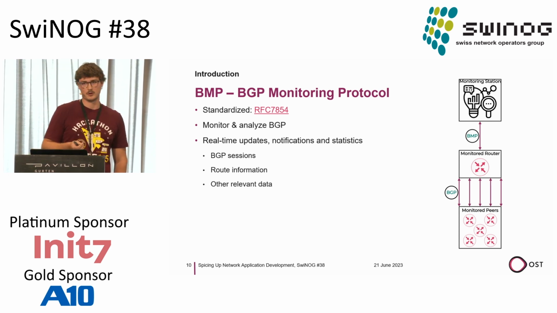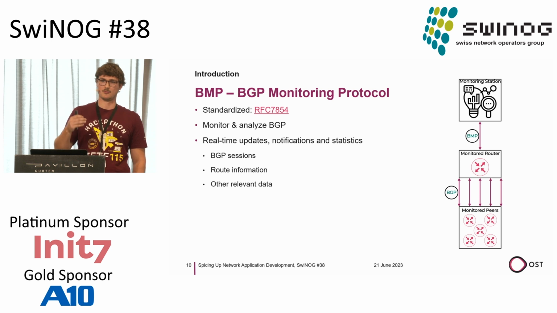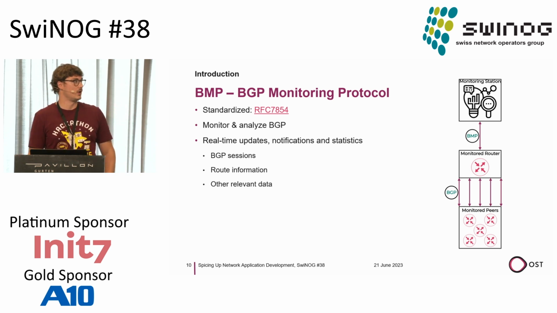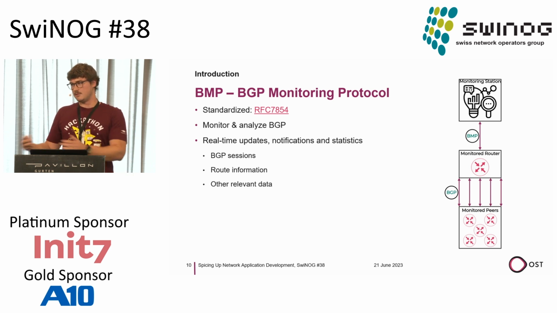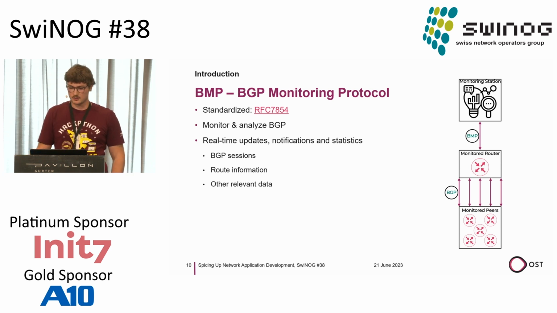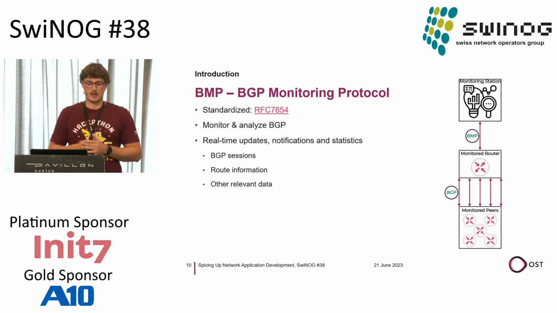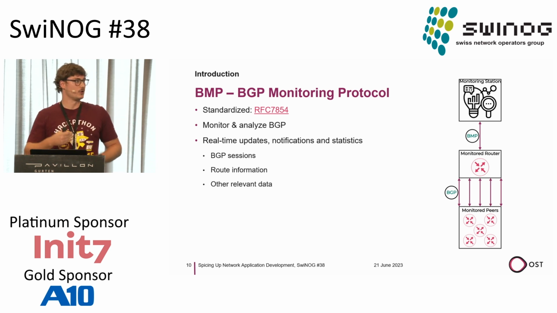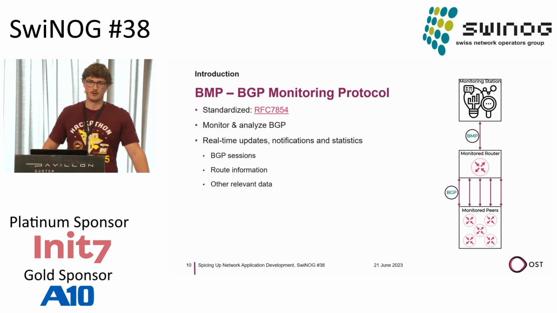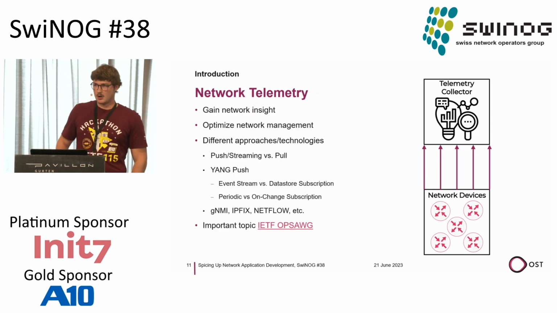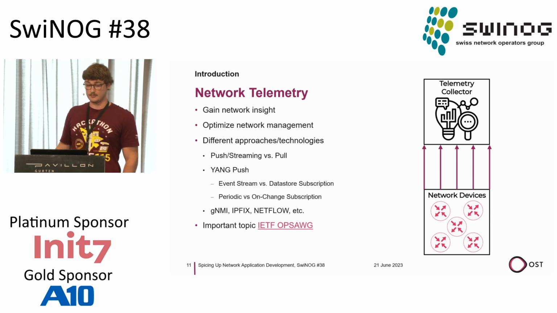Generally, we have a monitored router in the middle. We configure it to speak BMP to a so-called monitoring station, which is basically a BMP collector. And then we have our usual BGP sessions to the monitored peers. What the monitored router will do is get real-time updates, notifications, and statistics from the BGP session and send them to the monitoring station. So quite easy.